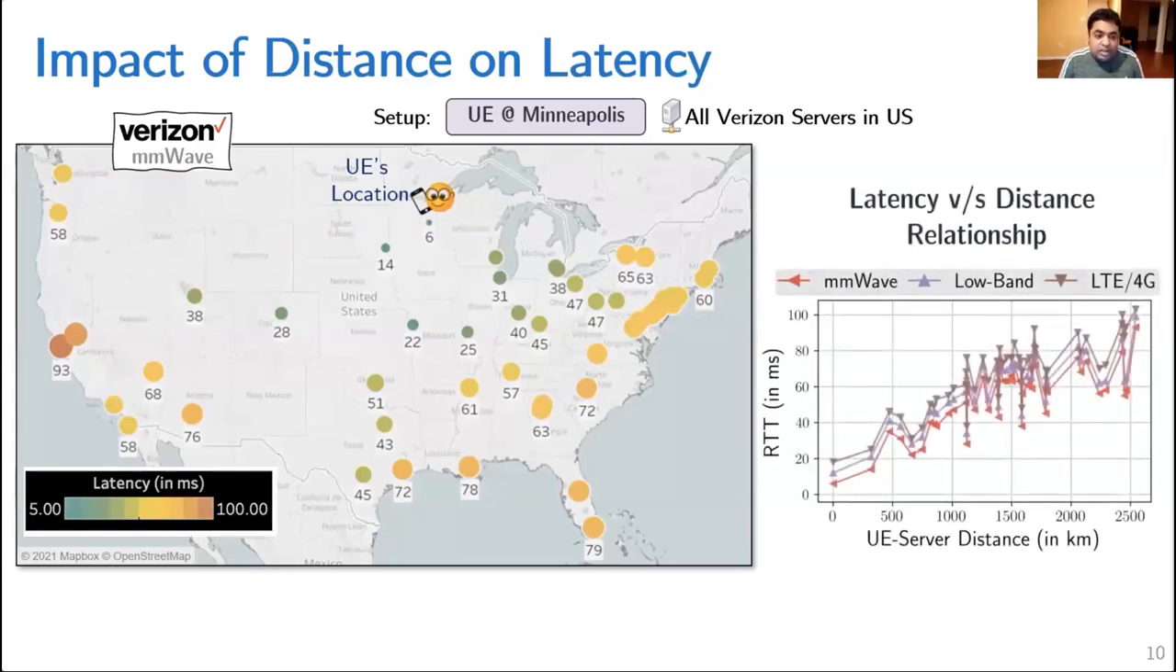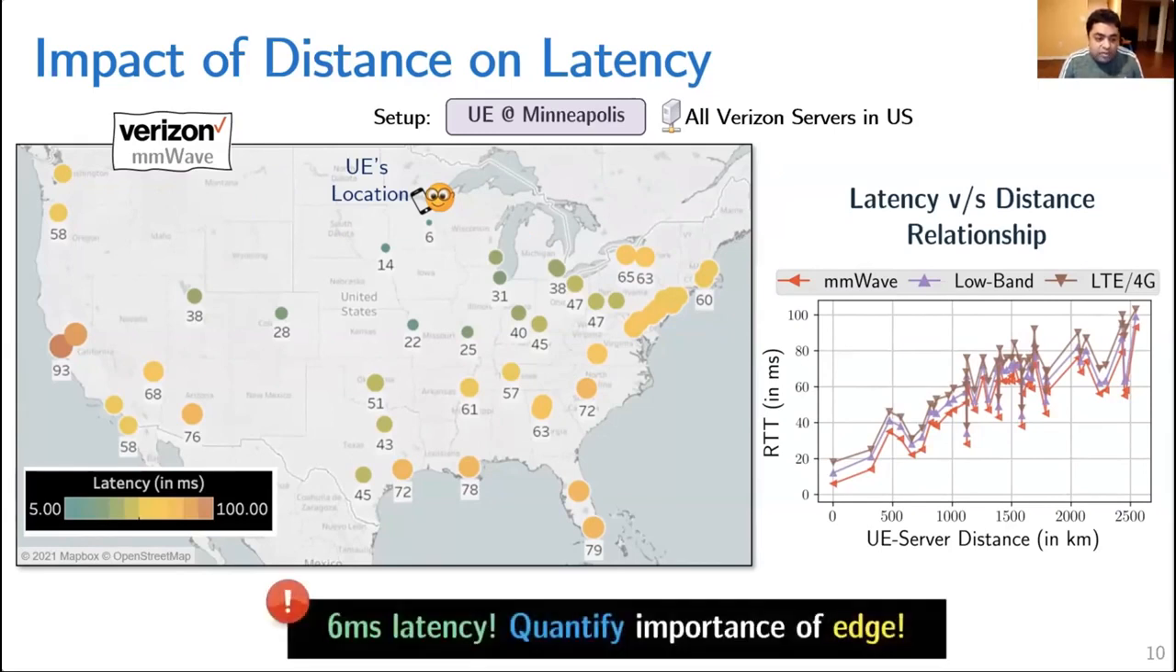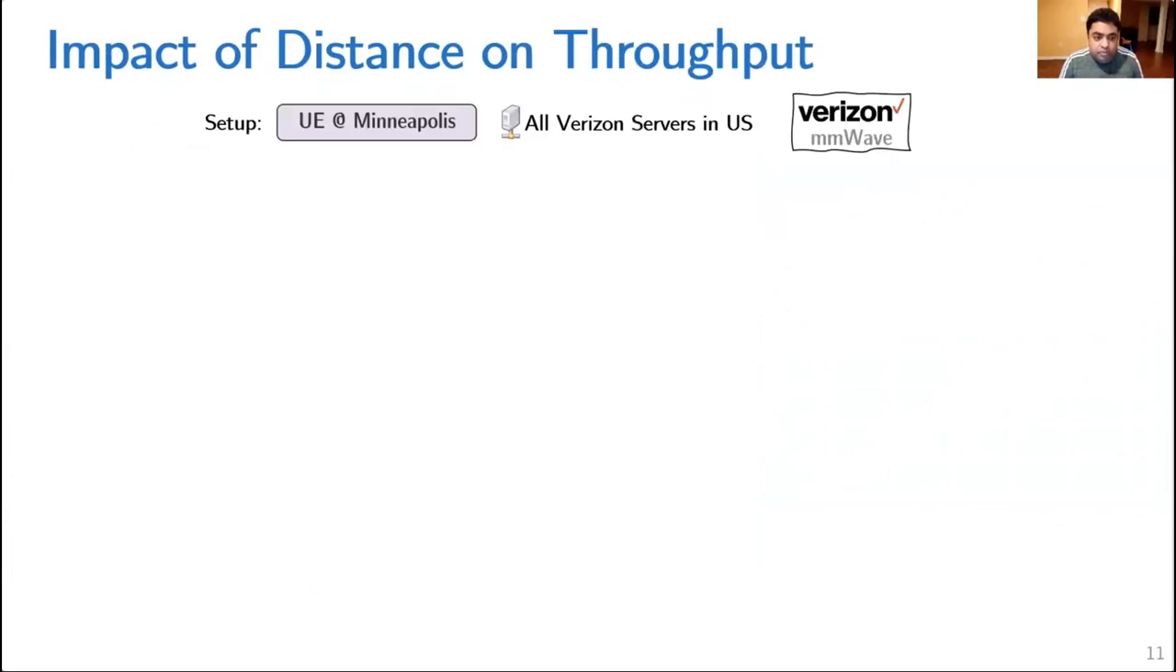We also conduct similar experiments on Verizon's low-band 5G and LTE network. Due to the flexibility in frame structure and control over the transmission time interval in 5G NR, both low-band and millimeter wave 5G exhibit better round-trip times than LTE. Nonetheless, our results clearly quantify the importance of edge.